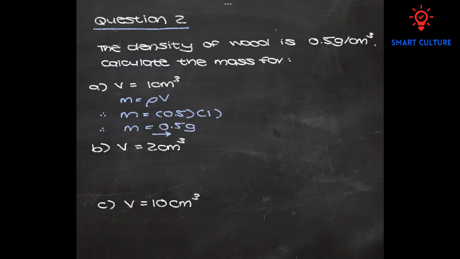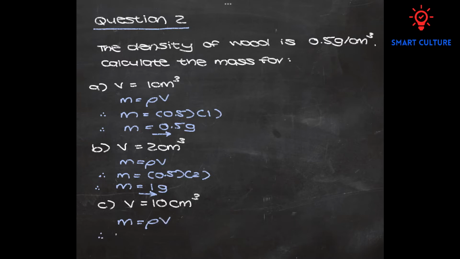For B, we're going to write down that equation again. Mass is equal to density times volume. Therefore, mass is equal to 0.5 times 2. And our final answer, mass is equal to 1 gram. And for C, mass, once again, is equal to density times volume. Mass is equal to 0.5 times 10 centimeters cubed. And therefore, mass is equal to 5 grams.